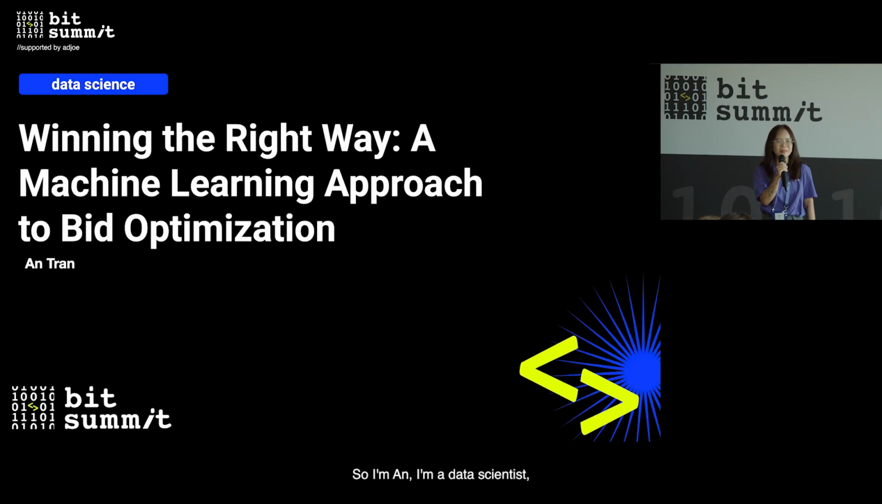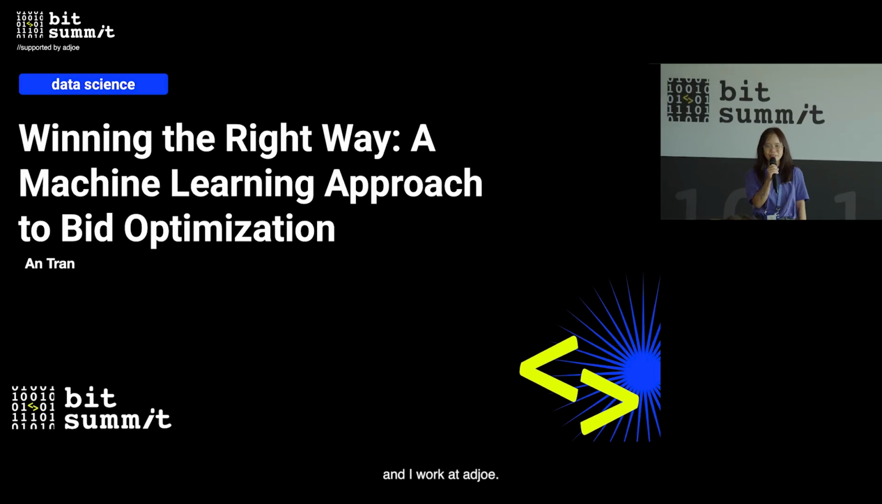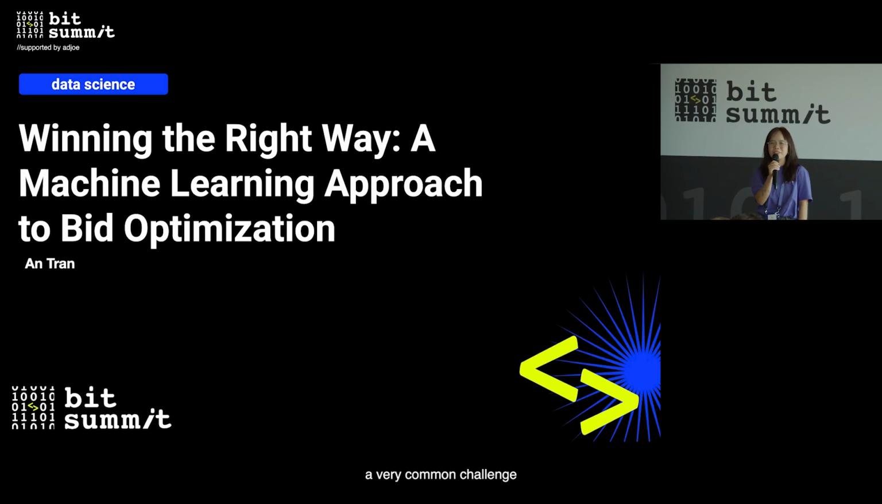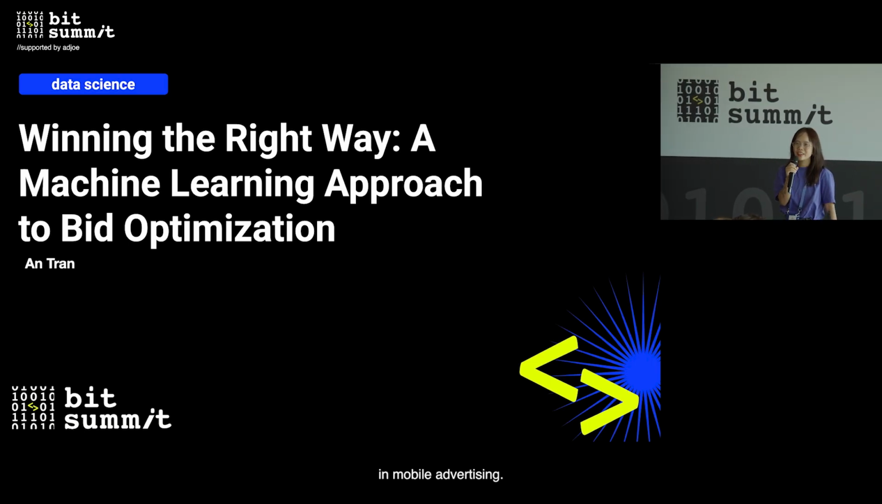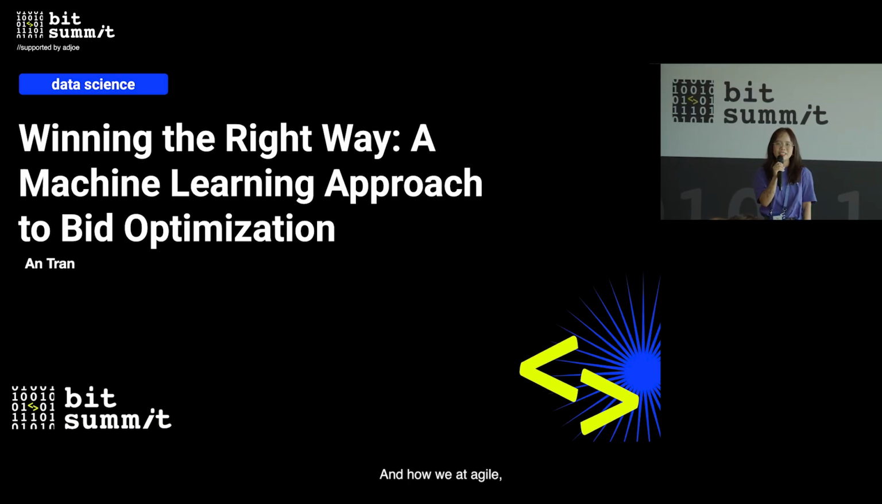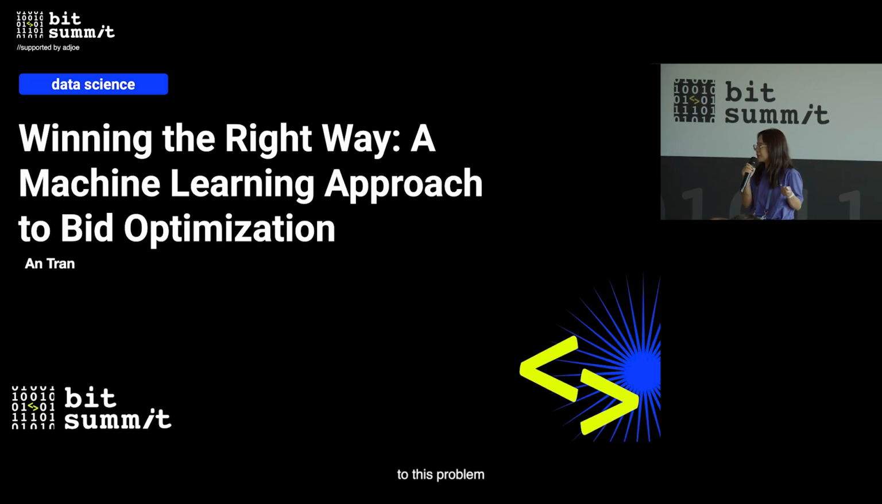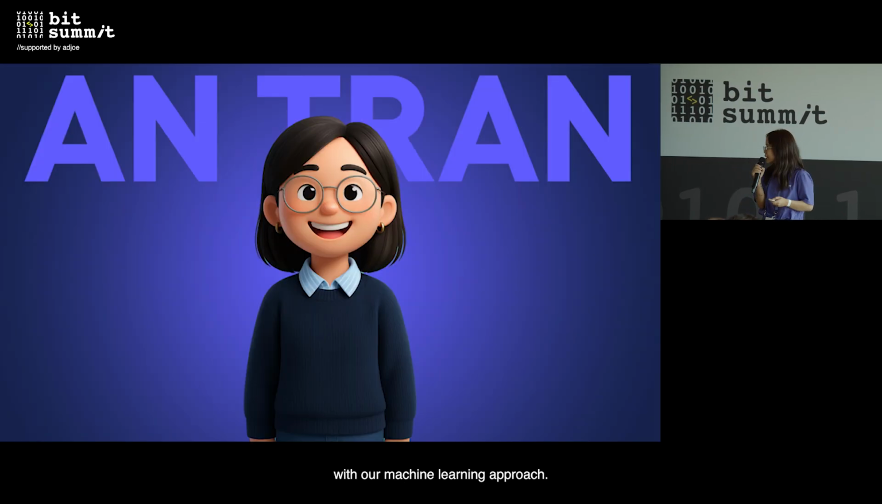So I'm Anne, I'm a data scientist, and I work at adjoe. And today I'm going to talk to you about a very common challenge in mobile advertising. It's called bid optimization, and how we at adjoe approach this problem with our machine learning approach.